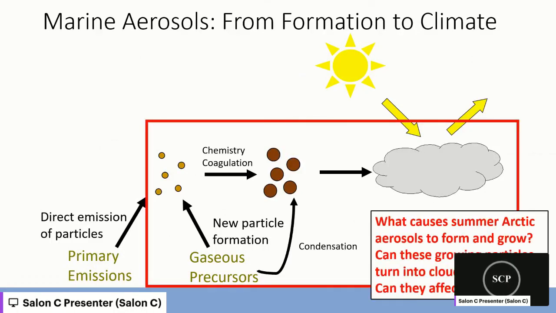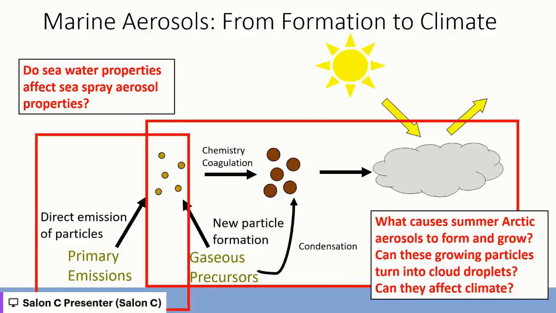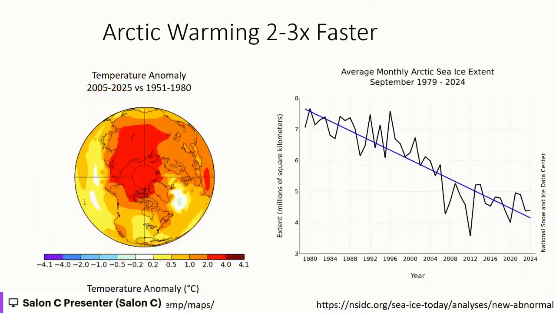So in this first part of the talk, I'll be addressing 3 major questions. What causes summer Arctic aerosols to form and then grow? Can these growing particles turn into cloud droplets? And then do they affect climate? And then in the second part of the talk, I'll be talking about how, can we observe changes in aerosol properties based on changes in the seawater properties when we generate sea spray aerosols?